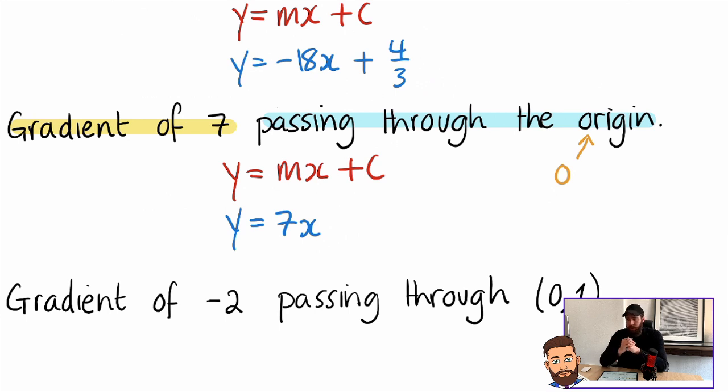If it passes through the origin, it's passing through 0, so there is absolutely no point. You could write plus 0, but not writing it means exactly the same thing. And it looks very odd to write plus 0. So we just leave it as y equals 7x.